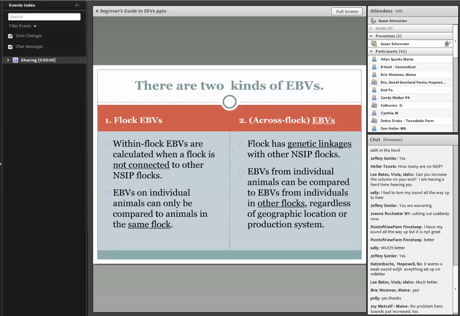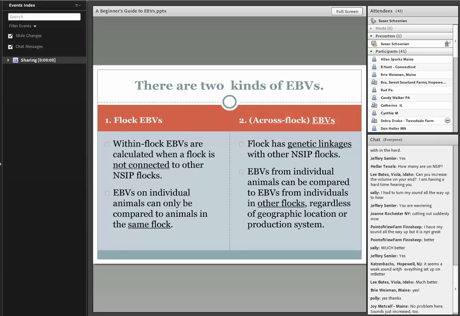There are two different kinds of EBVs. There's what's called flock EBVs. This is what you get when your flock is not connected to other flocks. For example, let's say you were the only one who had Jacob sheep in NSIP. You wouldn't be able to connect to other flocks because there aren't any. That's a disadvantage, and we'll talk about that.